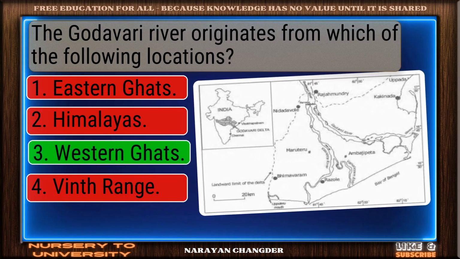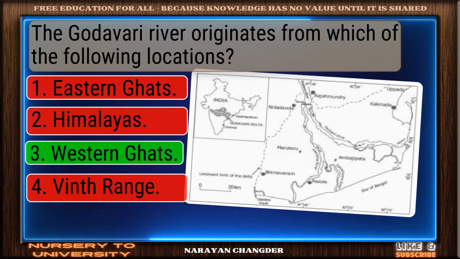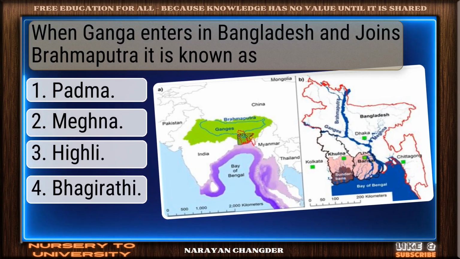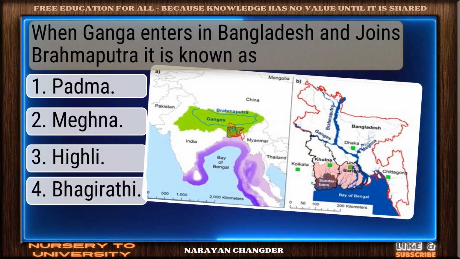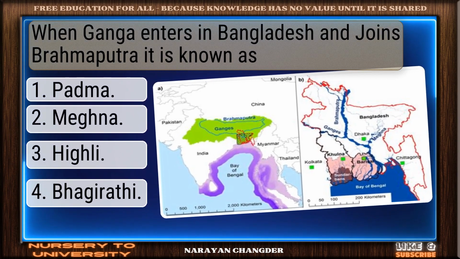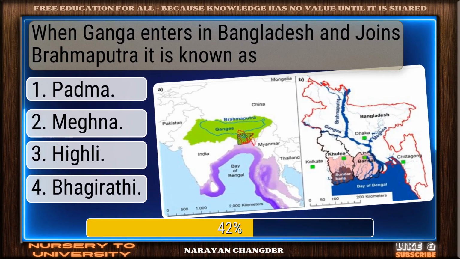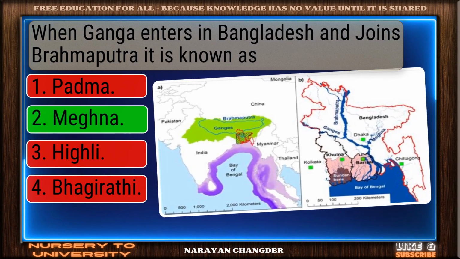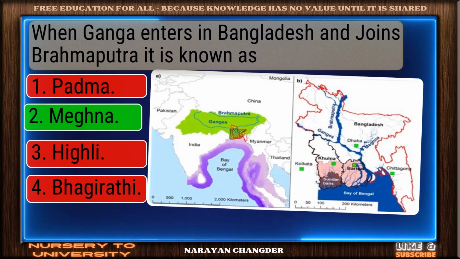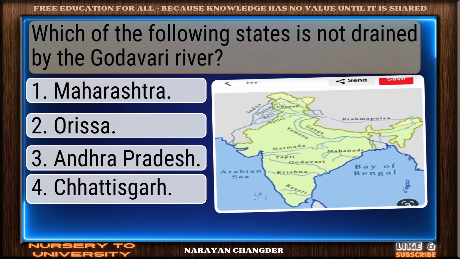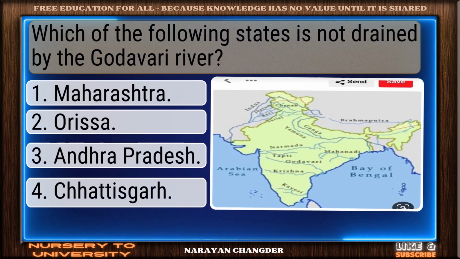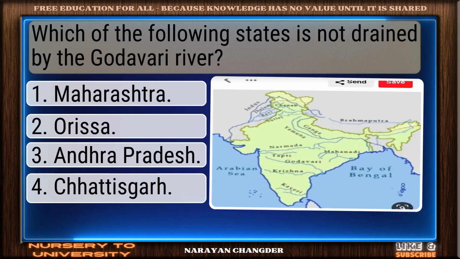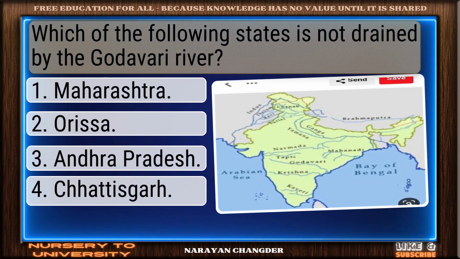Exactly. Western Ghats makes sense, and it is the right choice. Question number 71. When Ganga enters Bangladesh and joins Brahmaputra, it is known as? Smart move. Meghna is an accurate answer. Question number 72. Which of the following states is not drained by the Godavari River?